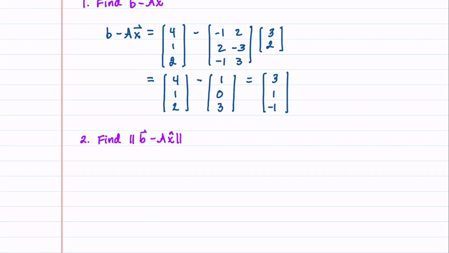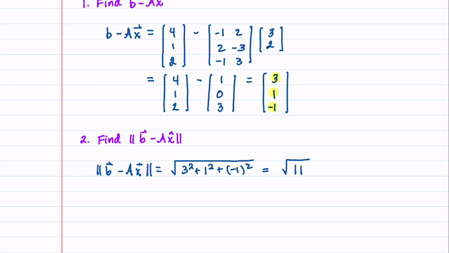Now all we have to do is find the magnitude of the vector that we just computed. The magnitude of b minus A times x hat is equal to the square root of the components in our vector that we just found, each squared. So this gives us 3 squared plus 1 squared plus minus 1 squared. This is going to then be the square root of 9 plus 1 plus 1, which gives us the square root of 11. The square root of 11 is then our least squares error that's associated with our least squares solution.